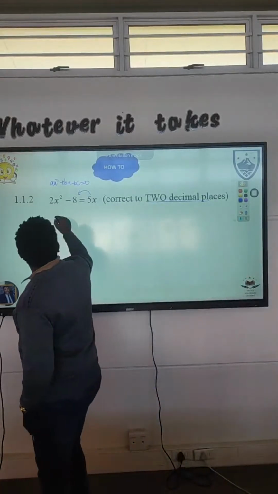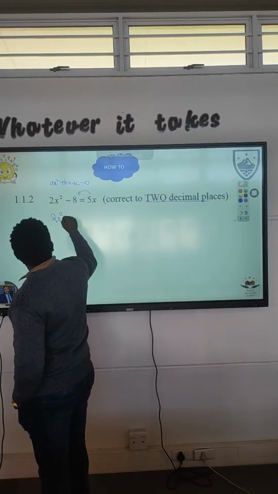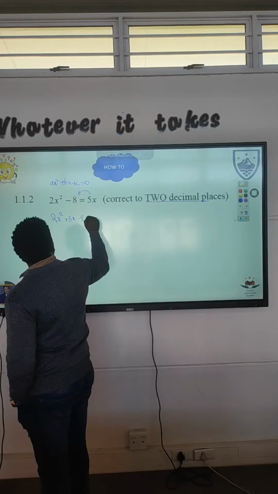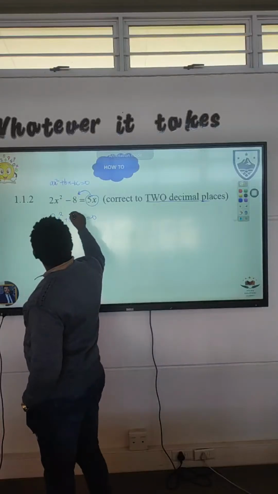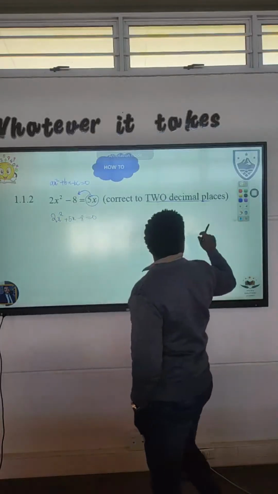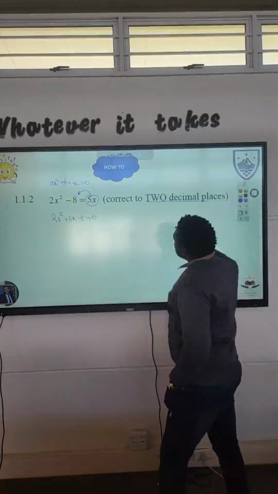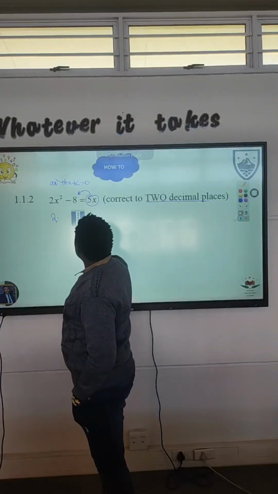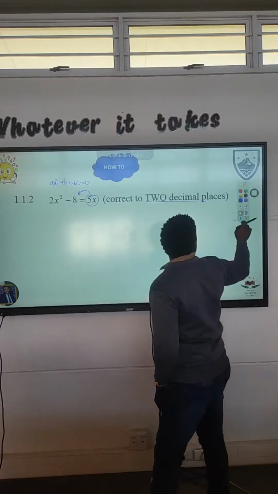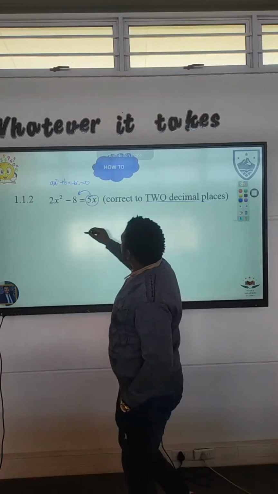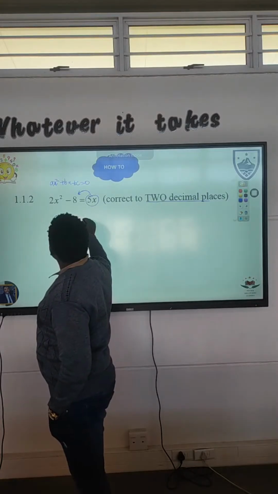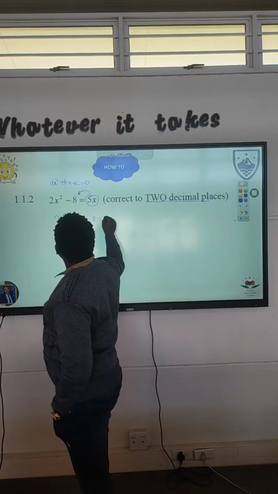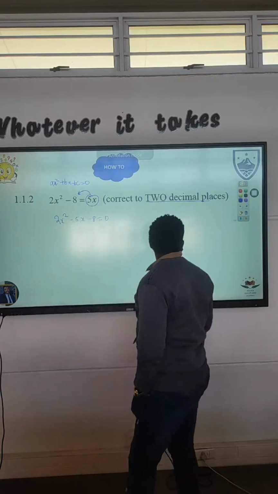So we're going to have 2x squared plus 5x minus 8 equals to 0. Let us move this to the other side, but because it was positive, it will now be a negative. Let's correct that. So we're going to have 2x squared, this was positive, it will now be a negative 5x, and a minus 8 being equal to 0.